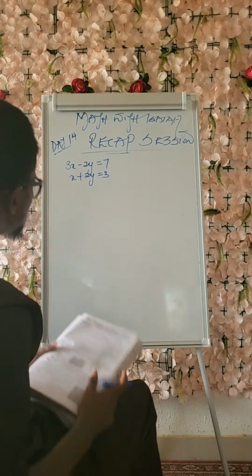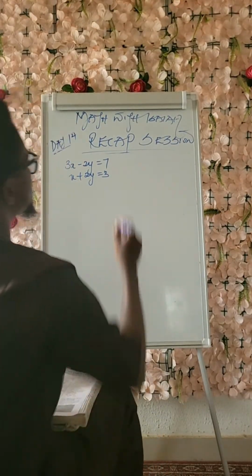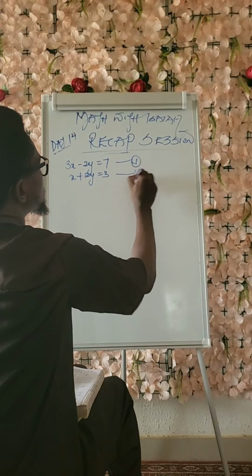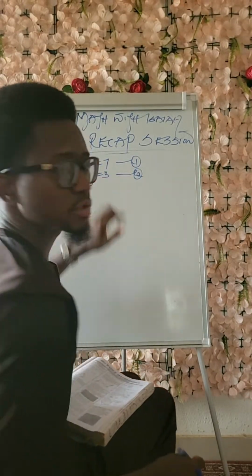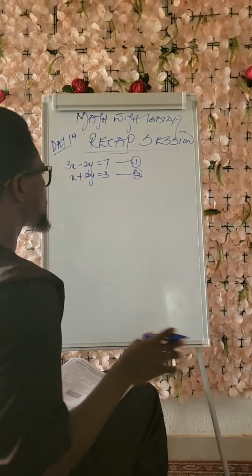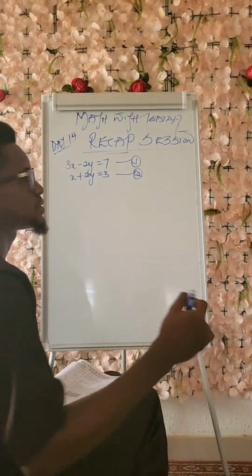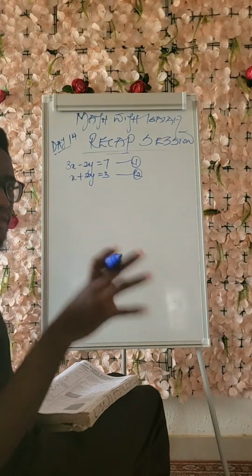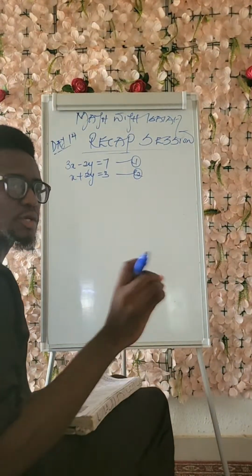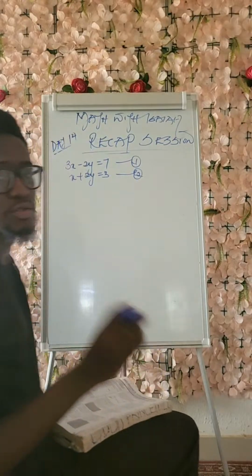Now, this is a simultaneous equation. So once you see this kind of equation, just know they are simultaneous equation. Straight up. Now, remember the two methods, elimination method and substitution method. I like elimination method because it's faster. There are some instances where you cannot use elimination method.